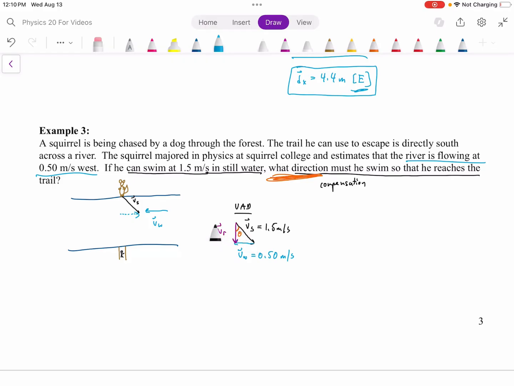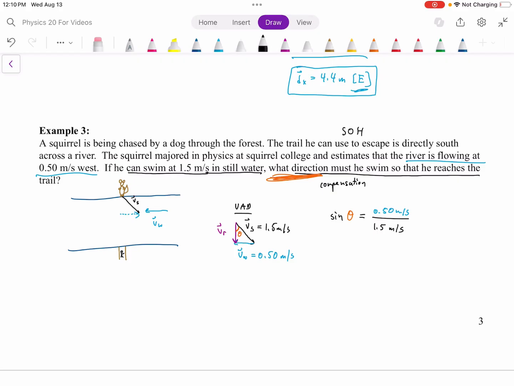Okay, be careful there. Common student mistake is to assume VR is the hypotenuse, because often the resultant is our hypotenuse, right? But not in this case. Our VAD shows us that actually no, it's the squirrel's velocity that's the hypotenuse of this triangle. So we have opposite and hypotenuse. What does that make you think of? Sine, right? SOHCAHTOA. So we could say that the sine of theta is equal to the side opposite. So that's our 0.50 meters per second over hypotenuse, which is our 1.5 meters per second.